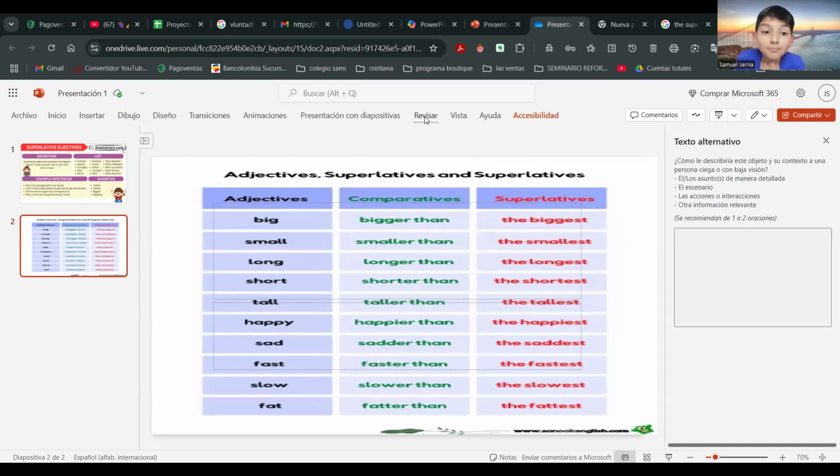Adjectives: big, small, long, short, tall, happy, sad, fast, slow, and fat. Adjective comparatives. The comparative is different from the superlative. The comparative compares one thing with another thing.